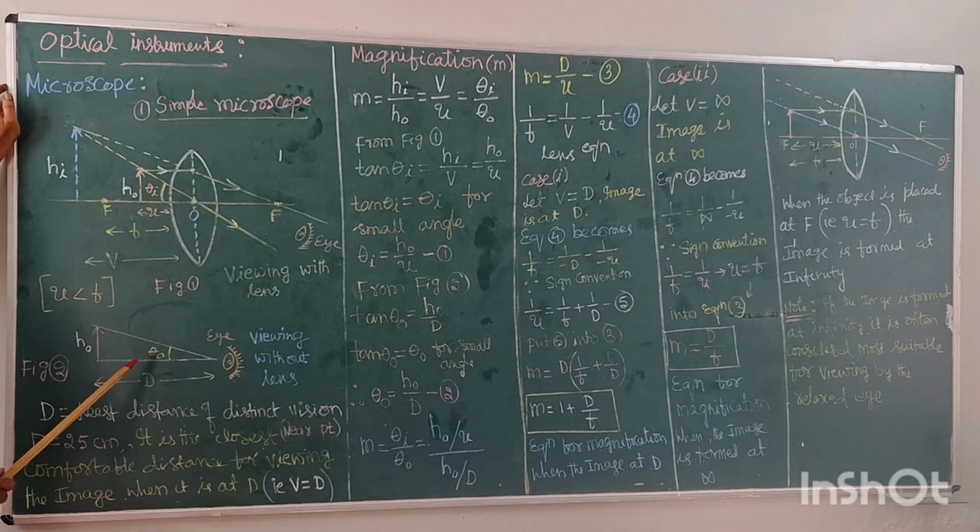Similarly, apply tan of this angle. Here also it is a right angle triangle. That is the height of the object and the distance between the object and the eye. Let us call this D. H0 by D.